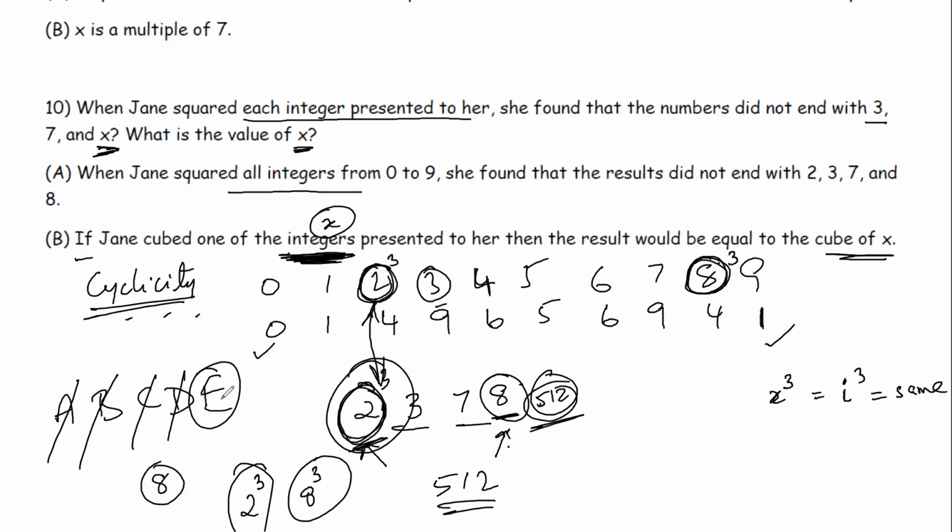Then it would be equal to 8 cubed. So this is also a possibility. Therefore, we are getting two possible outcomes, 2 or 8 again. So C is also not working. E is the answer.